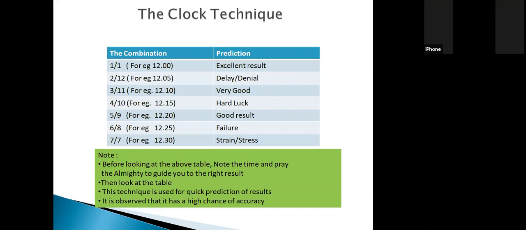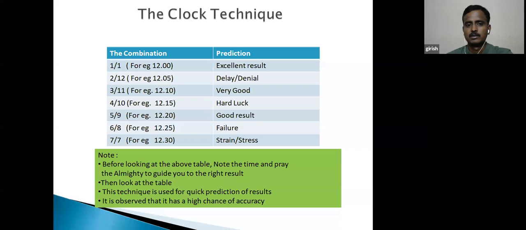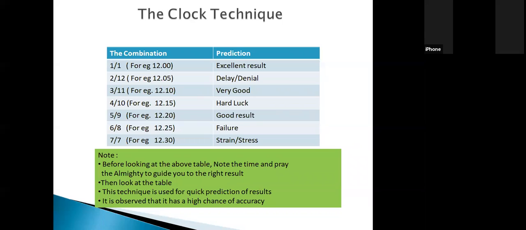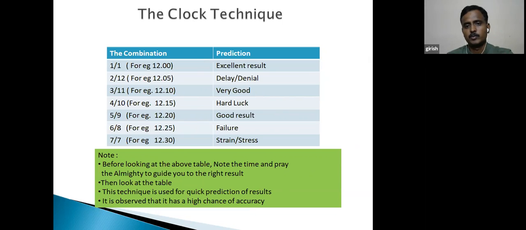Okay, that means the hour hand is at 12. From 12, from the hour hand, if you count, it will be 1 and 2. That will be the minute hand at 12:05. Then from the minute hand, if you count, it will be the 12th house.